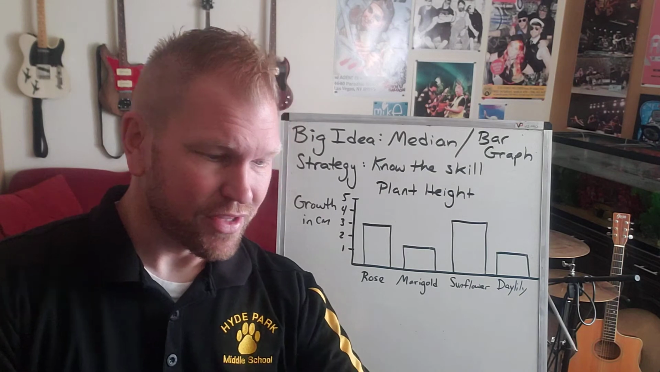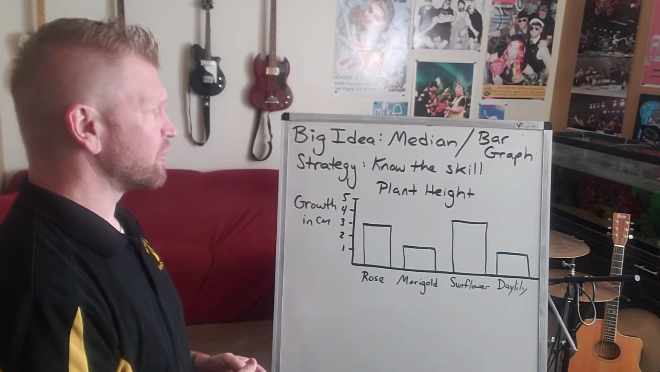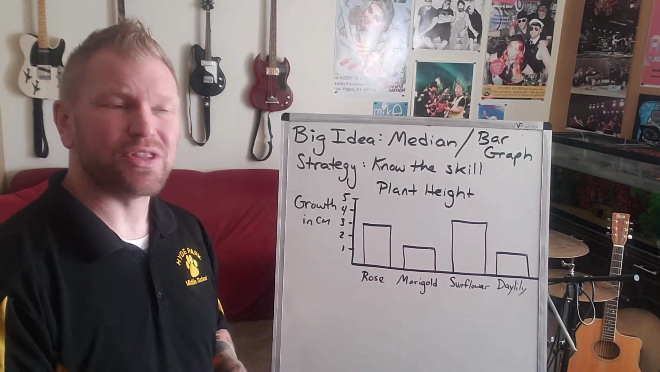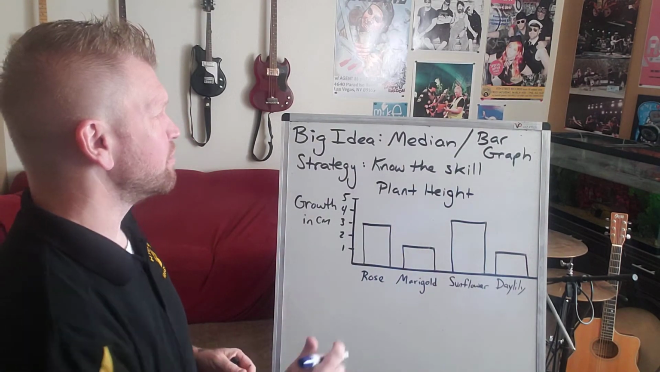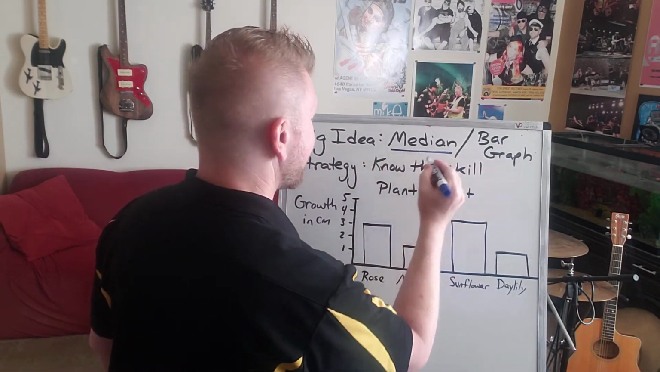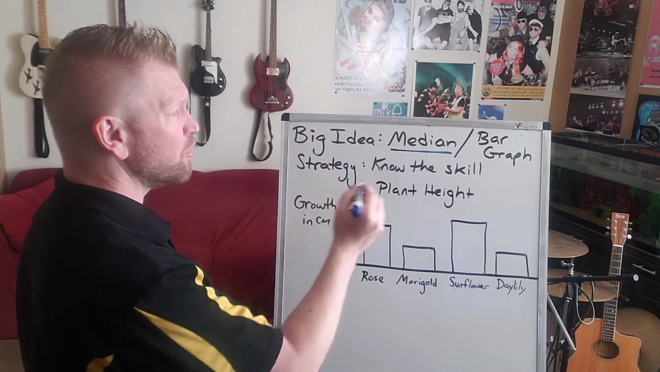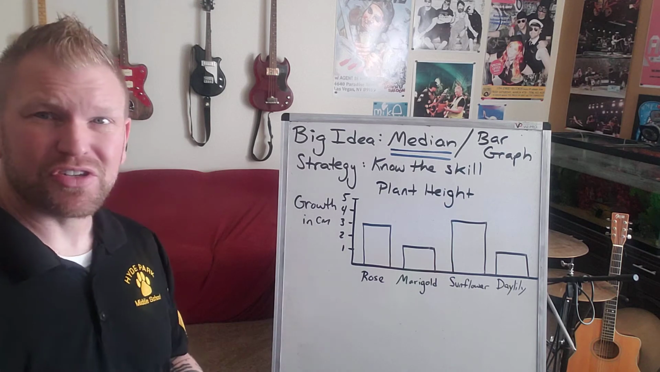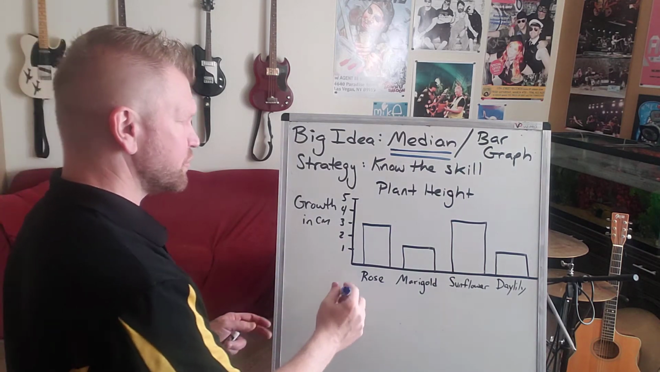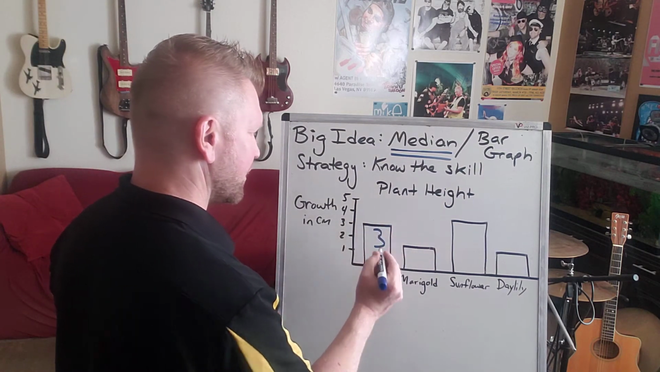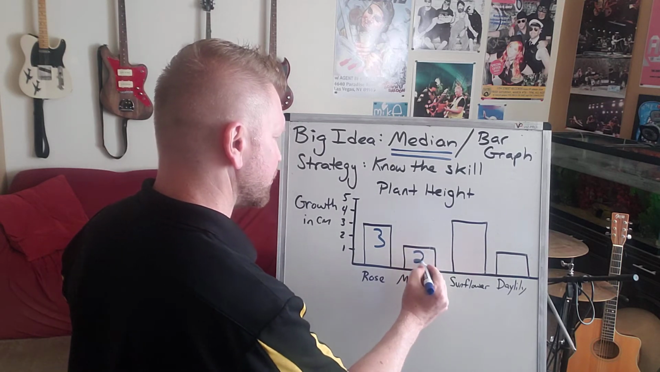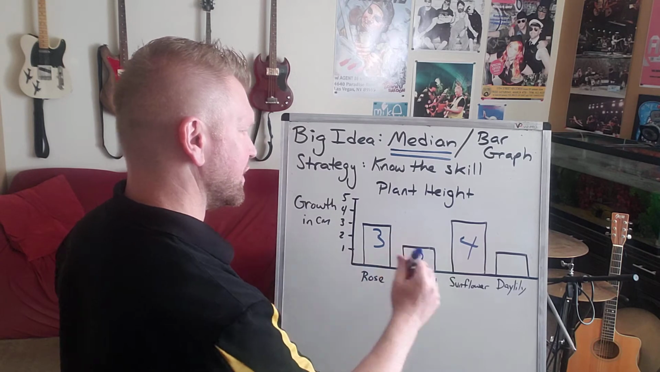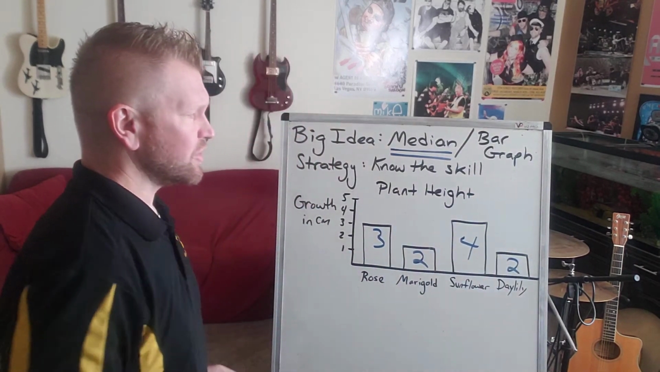So the important information is that if we have a bar graph, we could get information from it and then do whatever we need to do with that data. In this case, we need to get the median of the data. Now, the strategy here is you pretty much have to know the skill. The skill is how do you find the median? So first, let's get the data. The rose grew, we could see that that was 3. The marigold grew 2. The sunflower, that goes up to 4, and the daylily is 2. So this is our data.